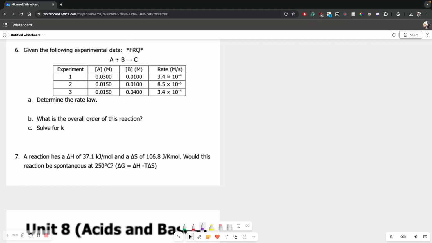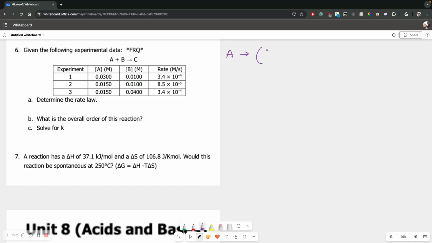So we have A plus B yields C, right? And the goal is to find the experiments where A changes but B stays constant. So for example here, in experiments 1 and 2, A changes from 0.015 to 0.03, but B remains constant at 0.01. That is what you want to use to figure out the order for A.